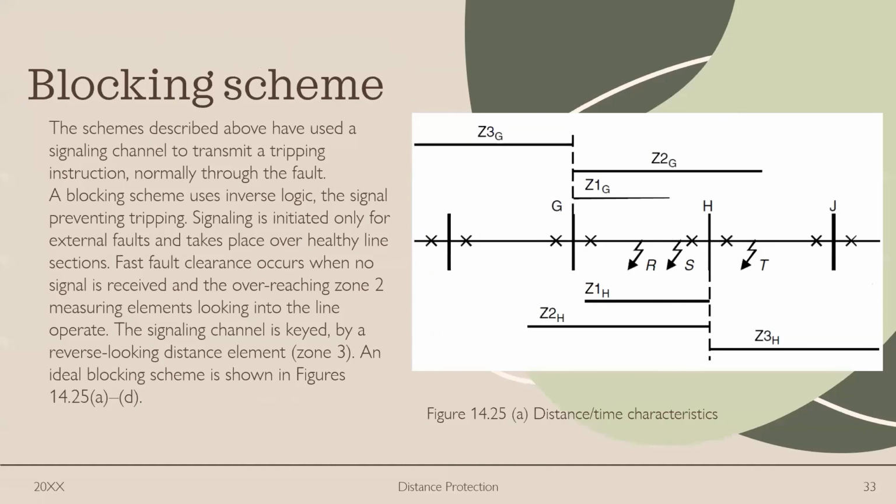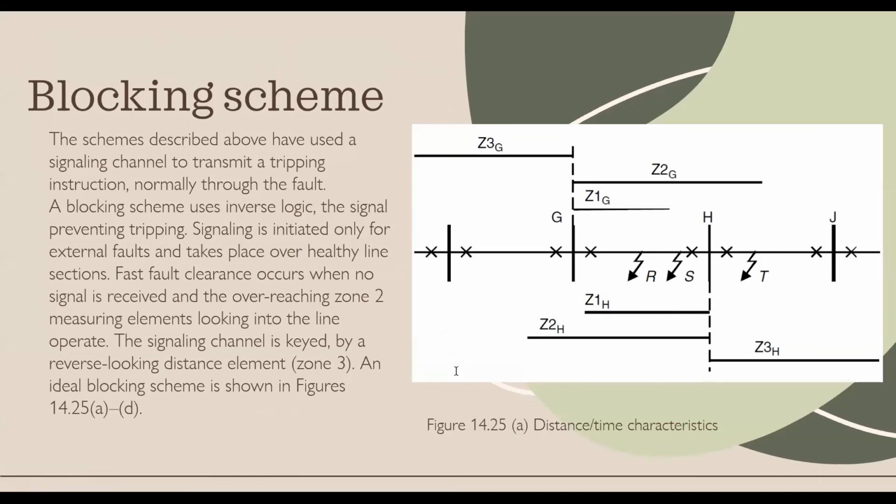Now we finally have a blocking scheme. The schemes described above have used a signaling channel to transmit tripping instruction normally through the fault. A blocking scheme uses inverse logic, the signal preventing tripping. Signaling is initiated only for external faults, takes place over healthy line sections.